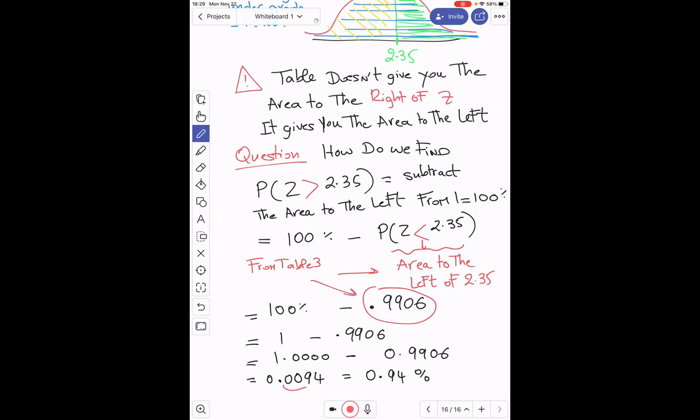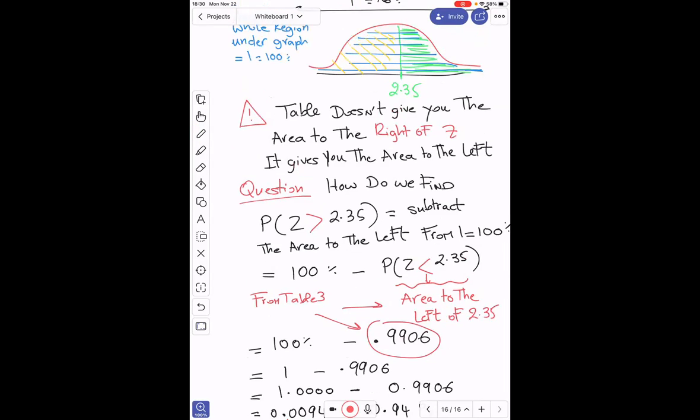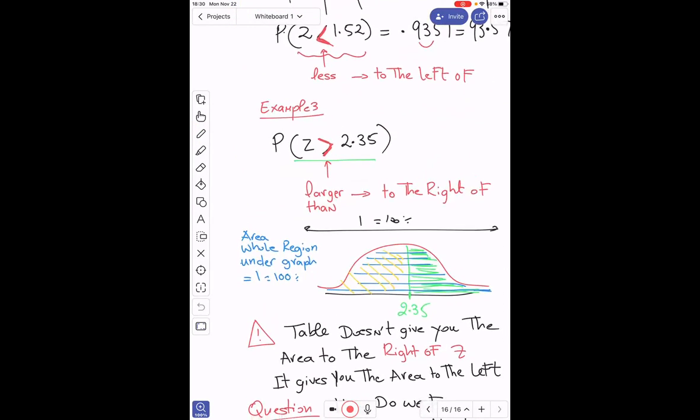Any questions, guys? Okay, so we know how to find the area to the left. We know now how to find the area to the right of a number. Now, what about the area between two numbers? This would be my example number 4.